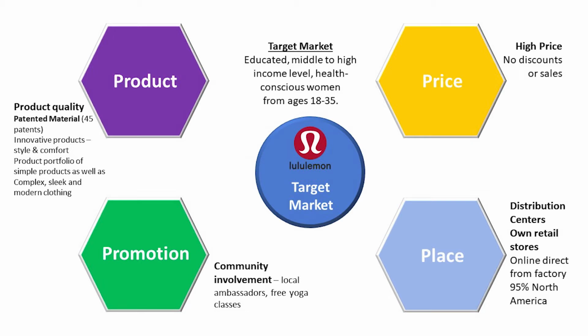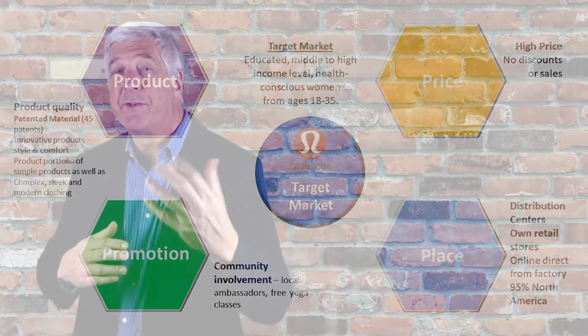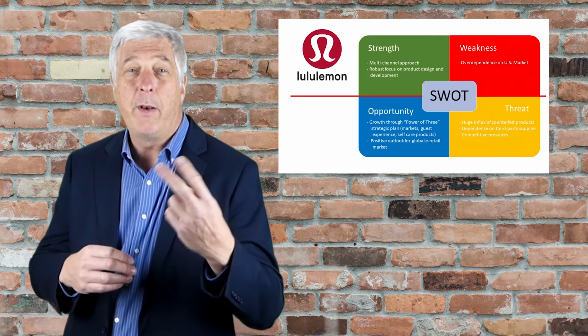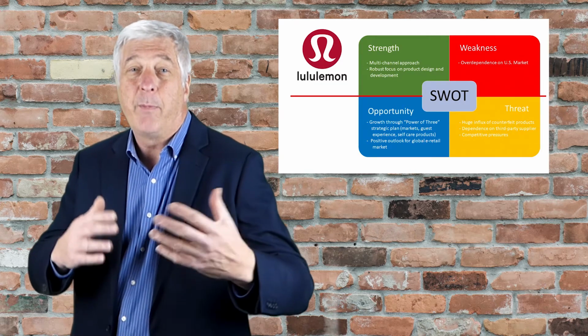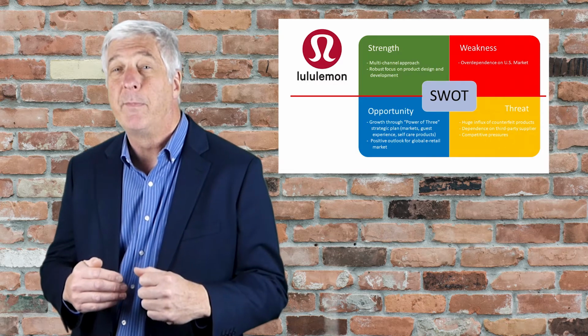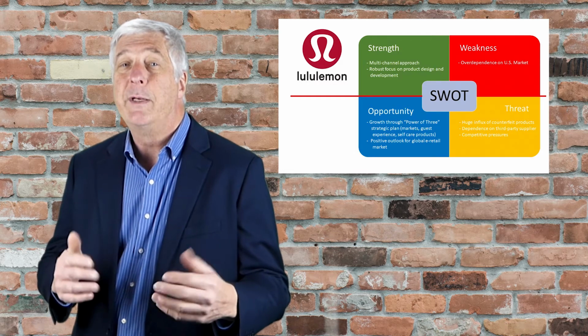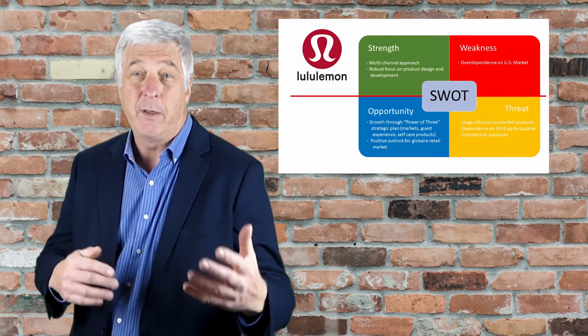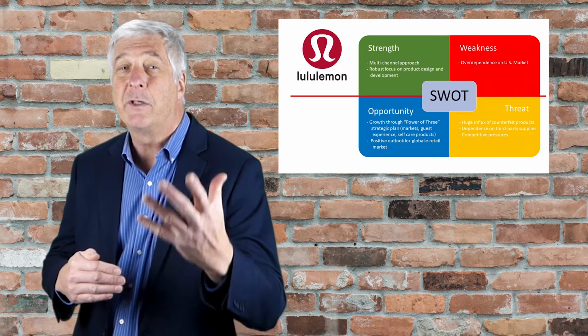Their weakness, however, is based on their overdependence on the U.S. market, where they currently have 65% of their stores. They also have a dependency on one third-party supplier that could become a problem if they cannot meet their product demands or have issues in their manufacturing. The other major threat is the competitive pressures from other boutique yoga apparel retailers and the influx of counterfeit products.